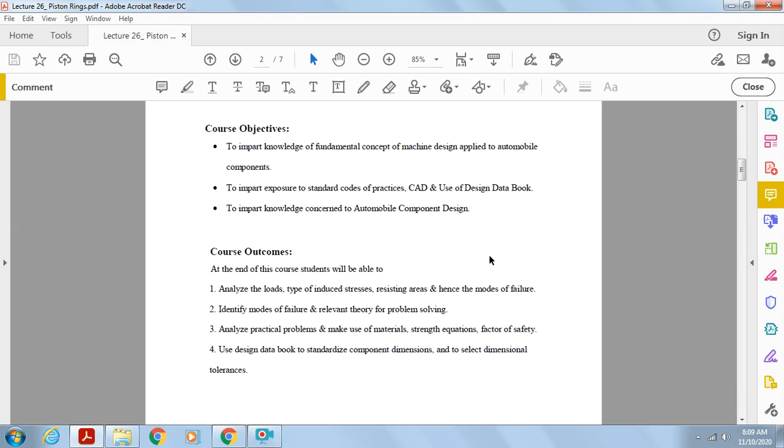Come to the course objectives: to impart knowledge of fundamental concepts of machine design applied to automobile components, to impart exposure to standard course of practices, CAD and use of design data book, and to impart knowledge concerned with automobile component design. Next, come to the course outcome. At the end of this course students will be able to analyze, identify and use the following important course outcomes.